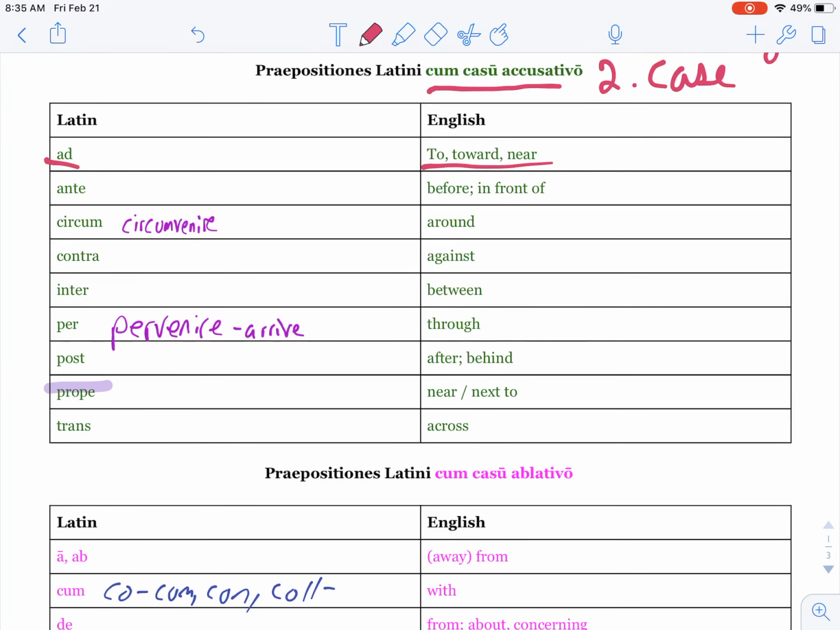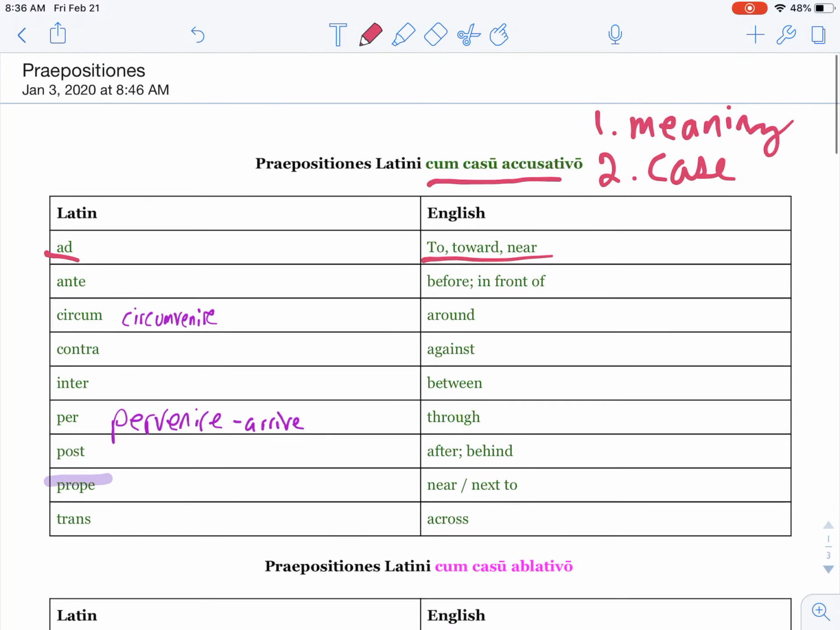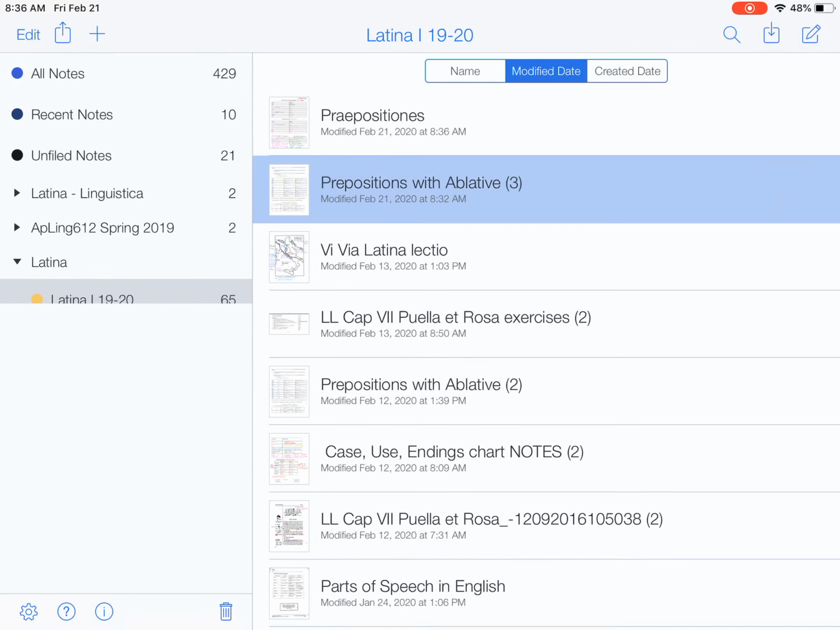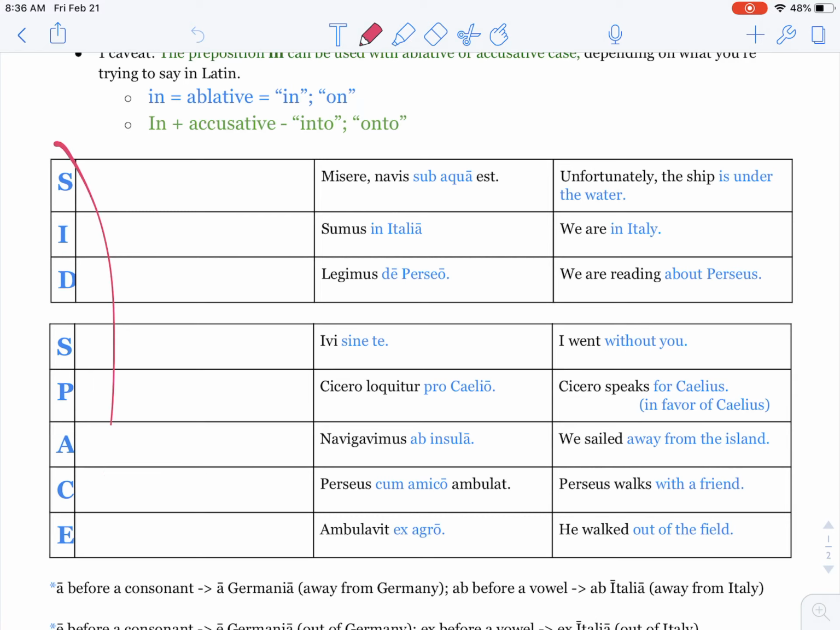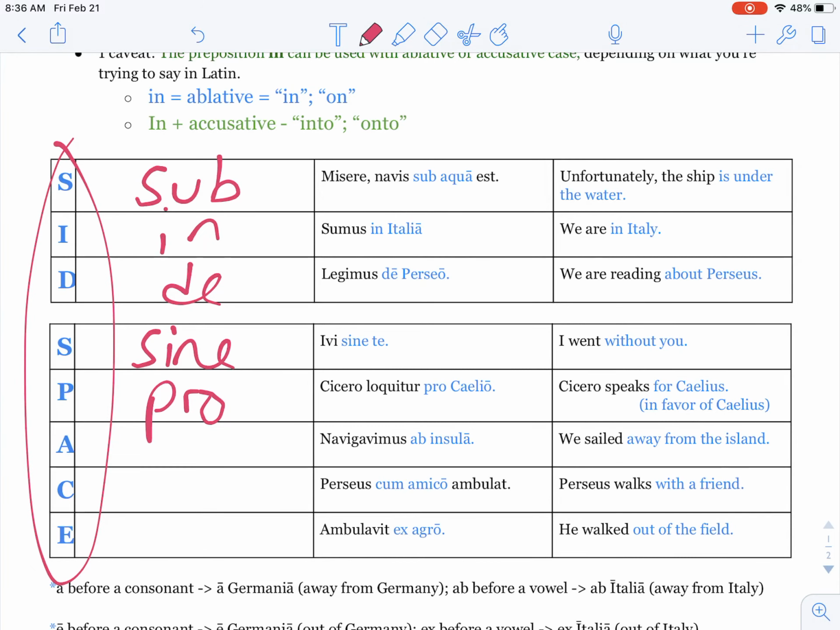So heading back up here, when I'm memorizing a new Latin preposition and I'm learning its meaning, do I memorize the case that comes after it, the case of the noun that comes after it, or is there an easier way? And the answer, of course, is that there is an easier way to do this. So we have this acronym, SID space, standing for the prepositions sub, in, de, sine, pro, ab, cum, and then e or x. E and x are the same thing, by the way.